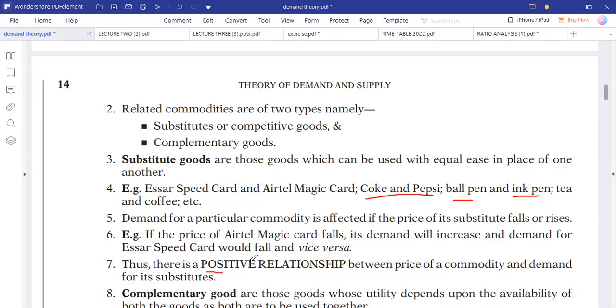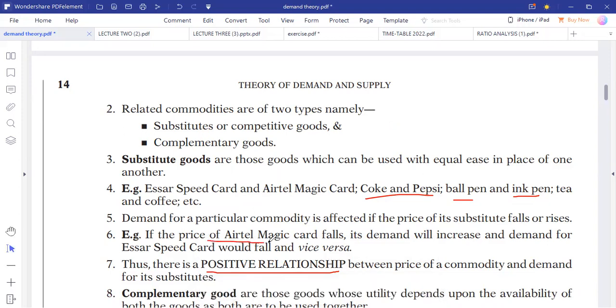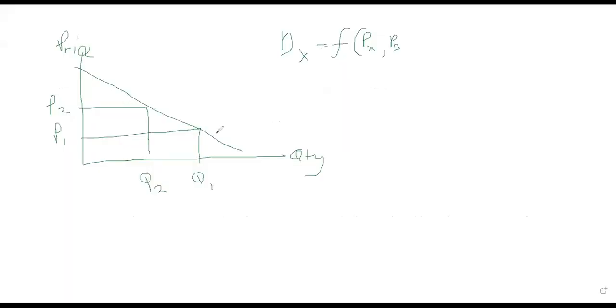So substitute goods have what is called a positive relationship. Why? Because if the price of one good goes up, the demand of the other good will go up. The price of Coke goes up, meaning you'll buy less of Coke, but you buy more of the other good, which is Pepsi. So this is why the demand curve is downsloping. So the other factor that affects demand, we said, was what?